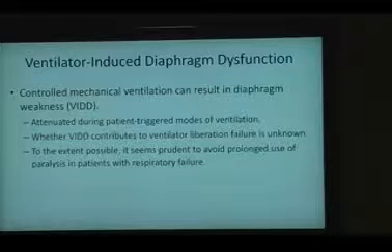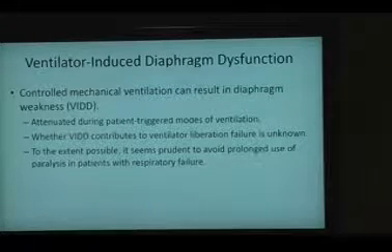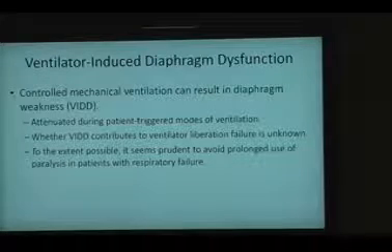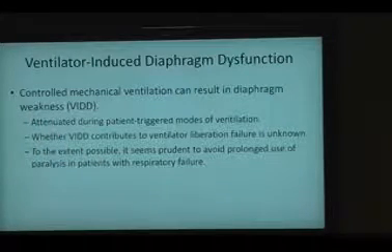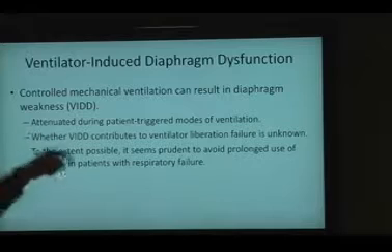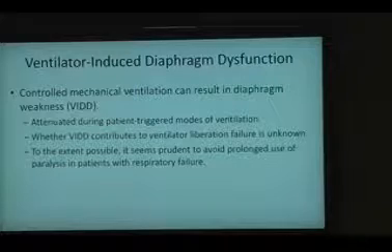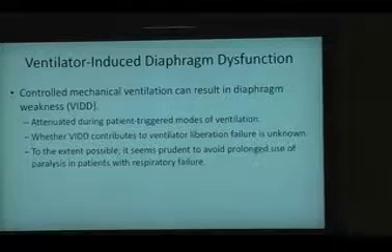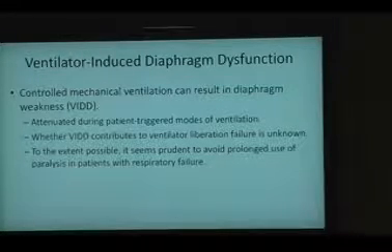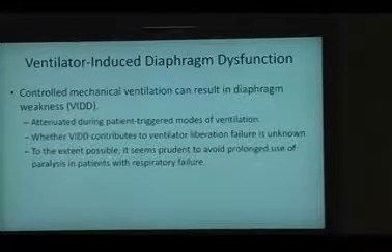And by controlled mechanical ventilation, typically it means that the diaphragm and the respiratory muscles are not contracting at all. So this is usually when the patient has been paralyzed for a long time. It's a result of prolonged pharmacologic paralysis of the respiratory muscles. This is attenuated during patient-triggered modes of ventilation. So it has been suggested, for example, that if a patient is on assist control and just occasionally triggers the ventilator, that could attenuate the risk. So they don't have to be on support or making big efforts and so forth.